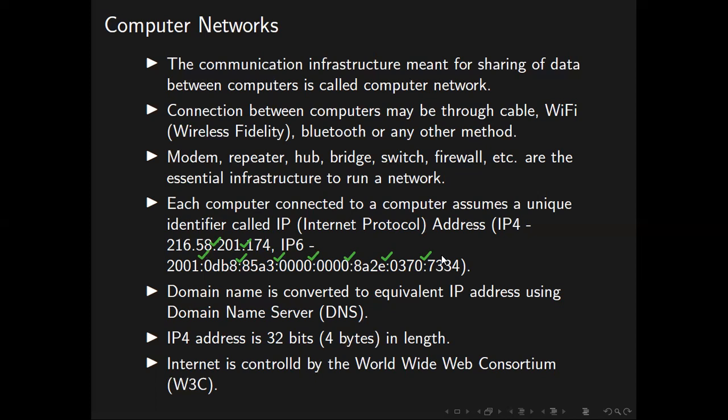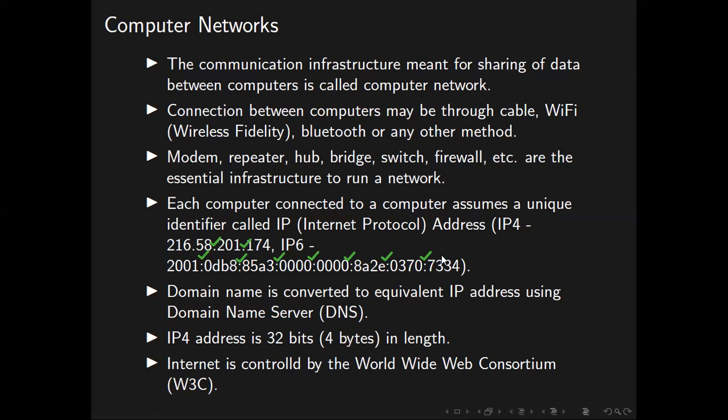IP4 has 4 different parts. IP6 has double the amount, 8 different parts. Colon is the separator. And instead of numbers or digits, one can use A to Z also in place of numbers. Therefore, any single place can hold A to Z or 0 to 9. 36 different values can be placed in any particular location. Then each of the 8 portions has 4 different locations, 4 digits, 4 places.